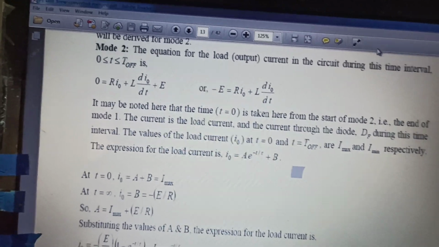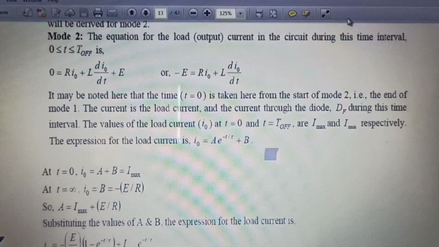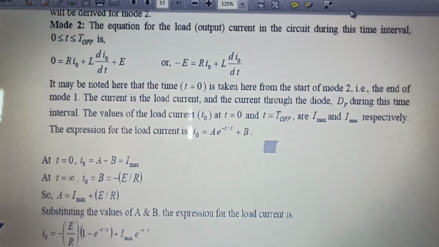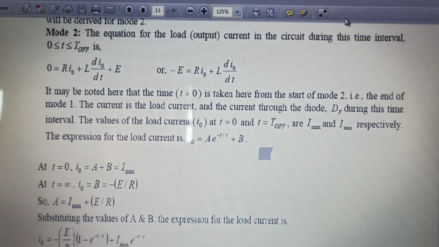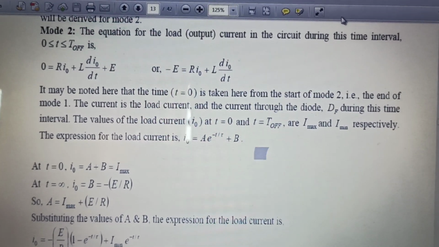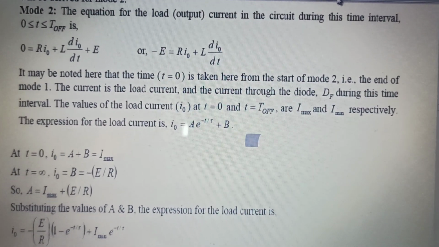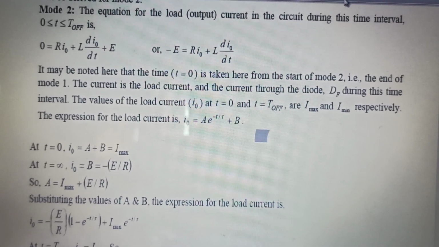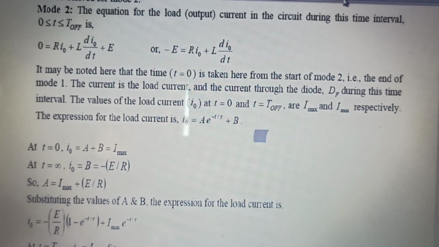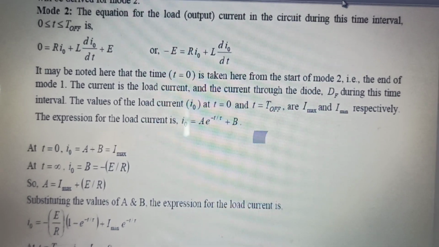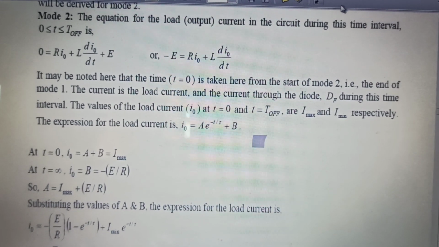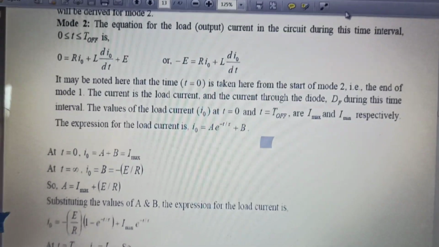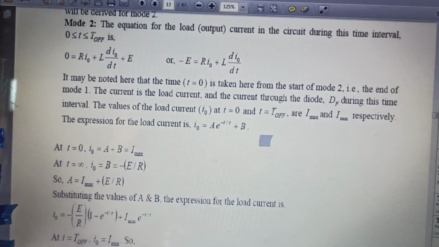For the second part, you can understand that the current will start from the maximum value. At time t equals infinity, it should reach minus E by R. It will be in the opposite direction, because in the case of a chopper the motor will now be delivering power, that is minus E by R. When you substitute t equals 0, you get A plus B equals I max. That's very easy. And B equals minus E by R, because at time t equals infinity, you can look at this expression.